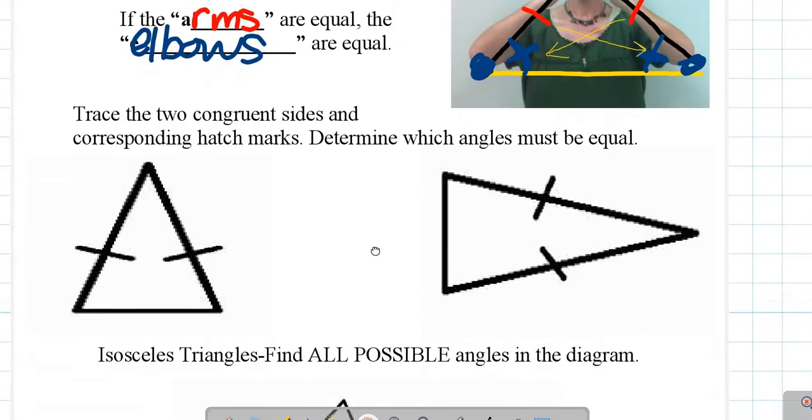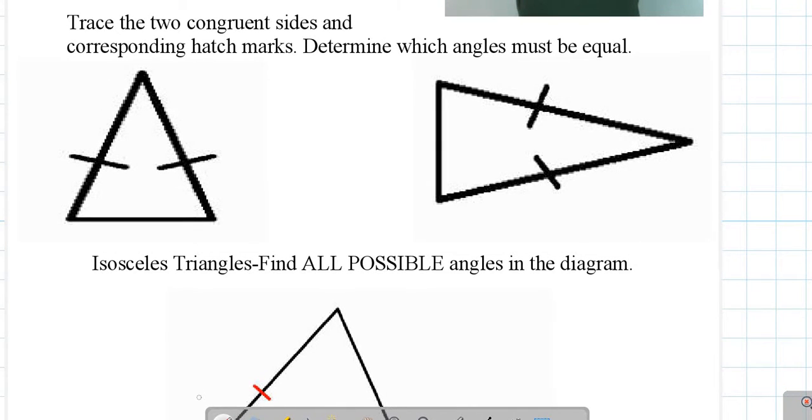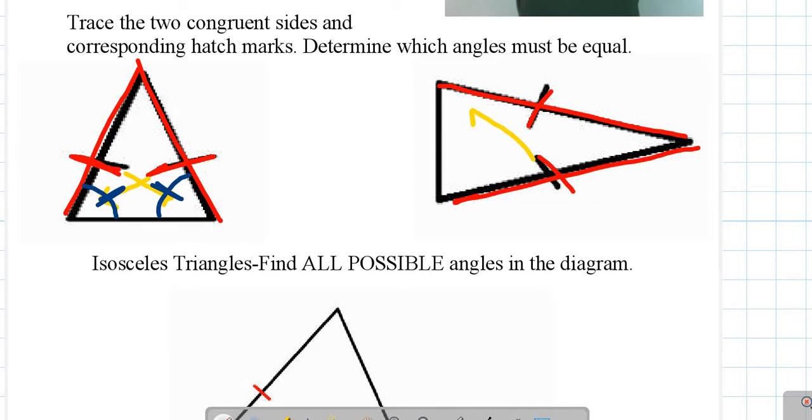So in this diagram, let's first mark our equal sides. If these two sides are equal, just trace them. The hatch marks kind of point, just kind of draw this into the corner, that if those two sides are equal, these two angles must be equal. If you rotate the triangle, if these two sides are equal, kind of follow those hatch marks down, then these two angles are equal. Two equal sides, two equal angles.